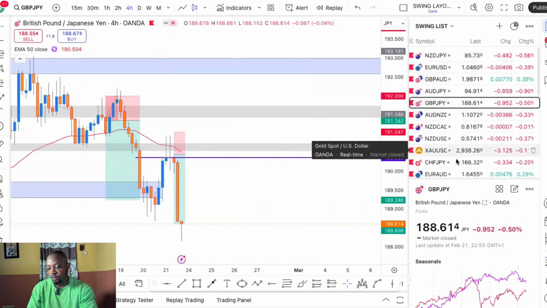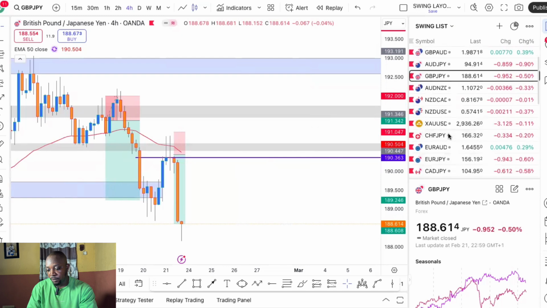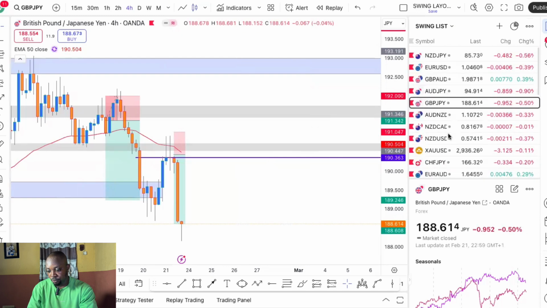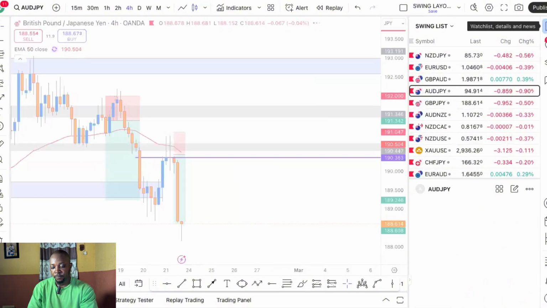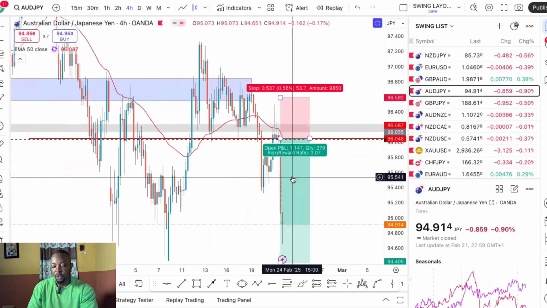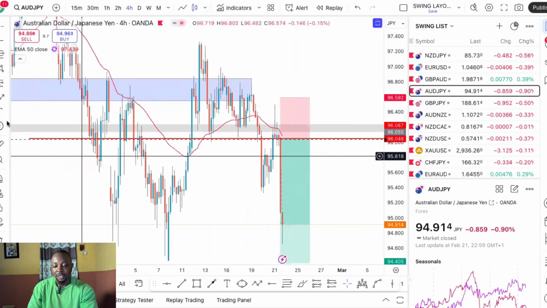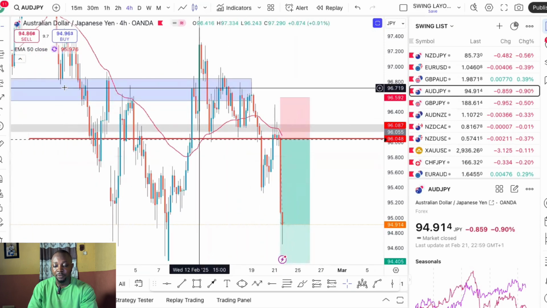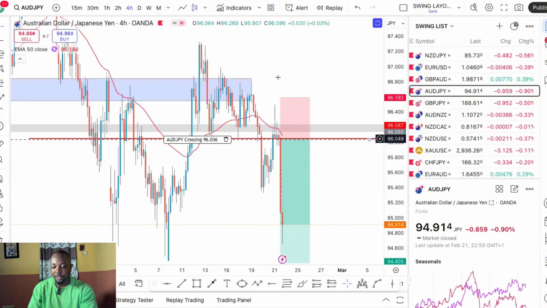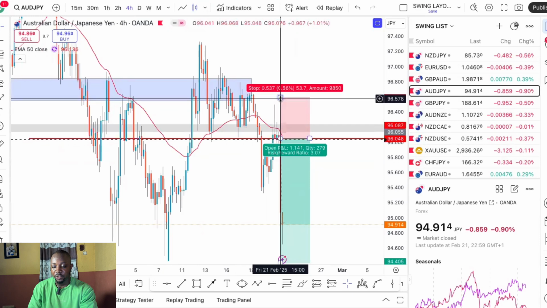Let's go to AUD JPY. So this was the trade I caught on AUD JPY. Same premise. The market was back at this strong level of previous resistance. It made this left head, right shoulder, break, retest, evening star formation, entry here, stop loss.